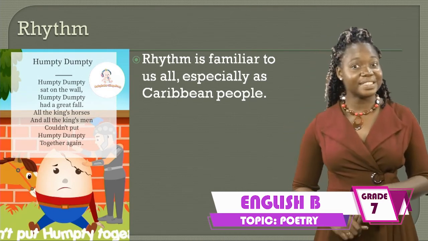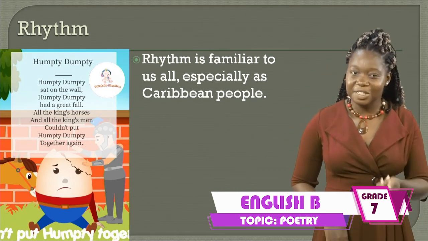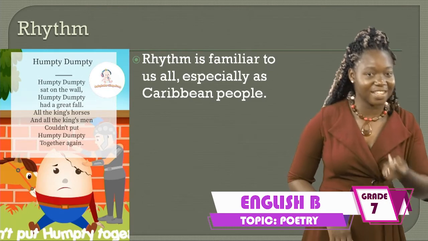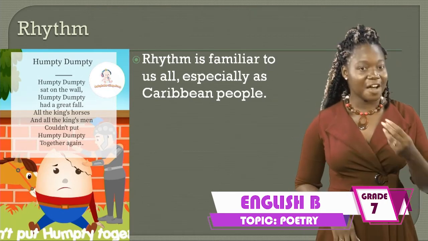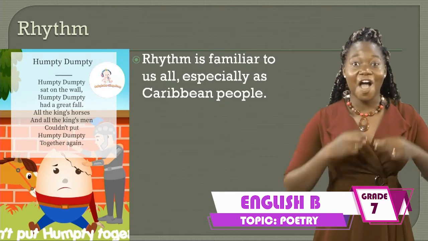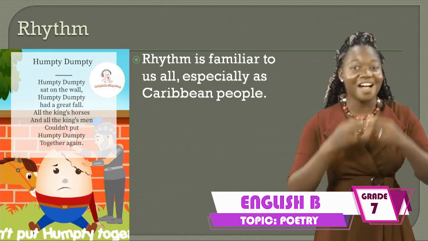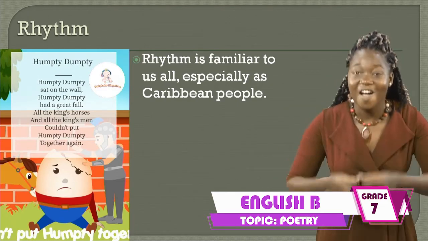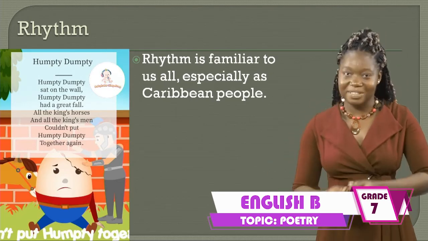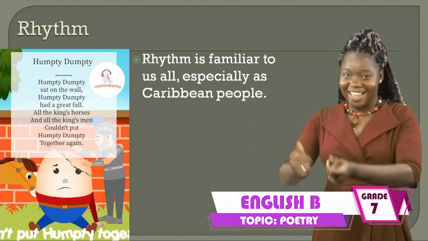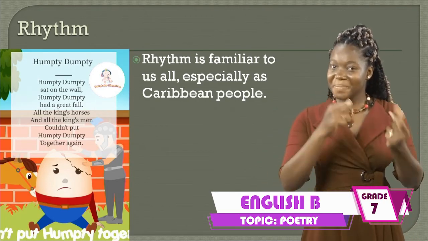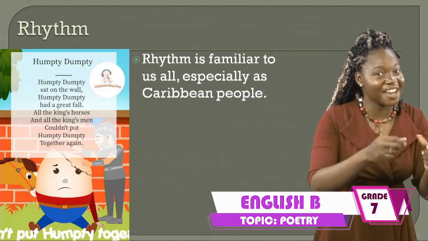So, Humpty Dumpty sat on the wall. Humpty Dumpty had a great fall. All the king's horses, all the king's men couldn't put Humpty Dumpty together again. So you kind of have like a bounce going there. And we go. Now you try it. Humpty Dumpty had a great fall.